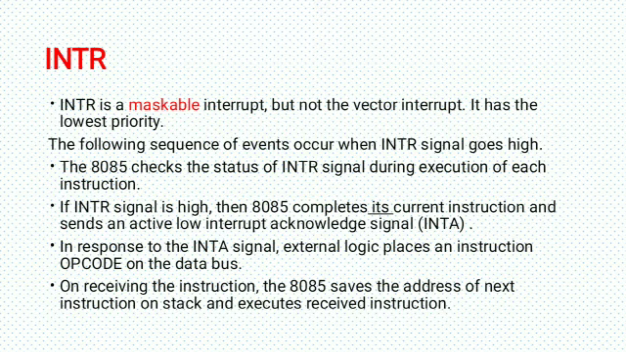The next one is the INTR, interrupt request. It is a maskable interrupt but not a vector interrupt. It has the lowest priority. The following sequence of events occurs when the INTR signal goes high. First, the 8085 checks the status of the INTR signal during the execution of each instruction. If the INTR signal goes high, then the 8085 completes its current instruction and sends an active low interrupt acknowledge signal. In response to this, external logic places an instruction opcode on the data bus, and on receiving the instruction, the 8085 saves the address of the next instruction on the stack and executes the received instruction.